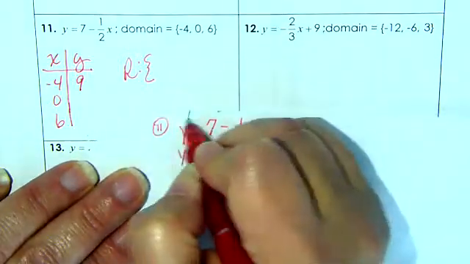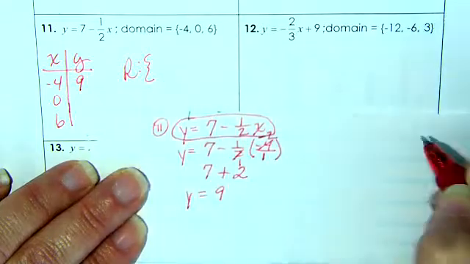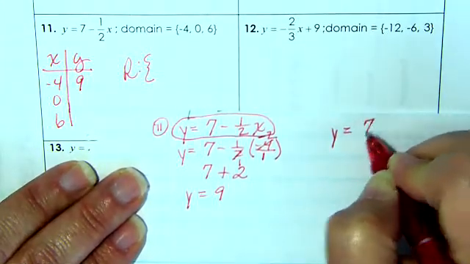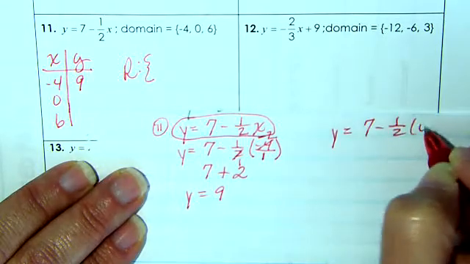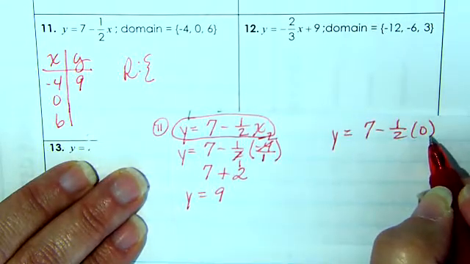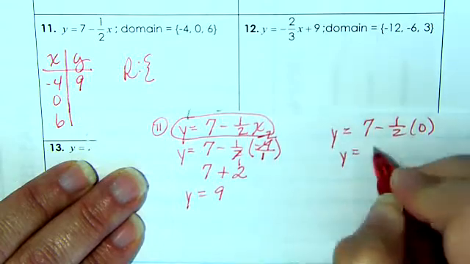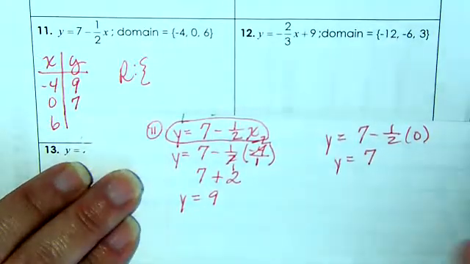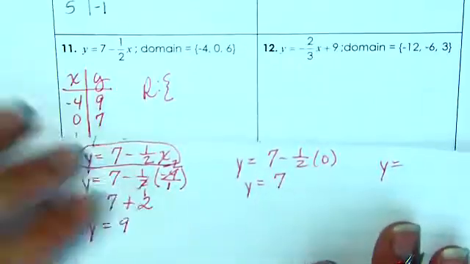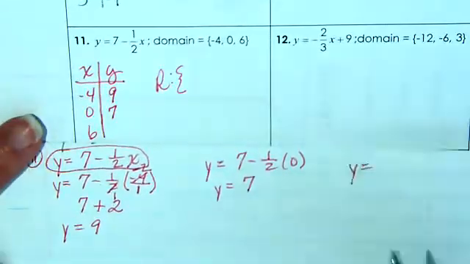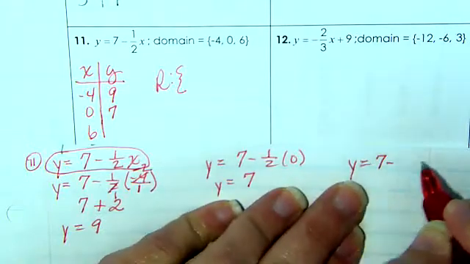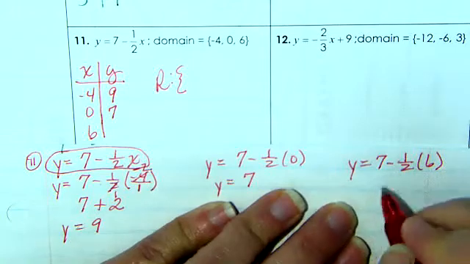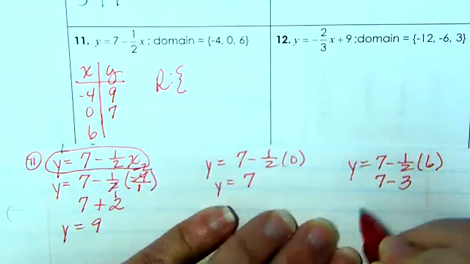Next example. So you can't tell because it skips a spot. That's the rule. So I'm going to have y equals 7 minus 1/2 times 0. Remember, anything times 0 is 0. So this is just y equals 7. That was pretty easy. So now I have y equals 7 minus 1/2 times 6. So then what's half of 6? So we have 7 minus 3.